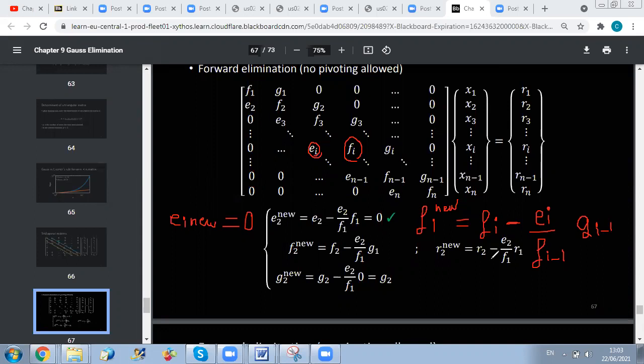Okay, and I can also come up with a similar relation for R. So for Ri new, it's equal to Ri old minus Ei over Fi minus 1 times Ri minus 1.